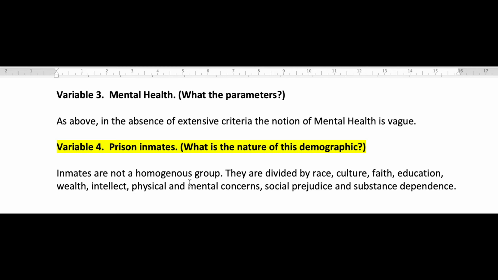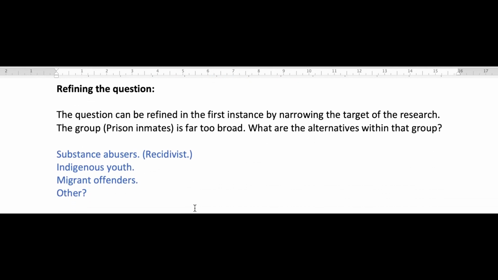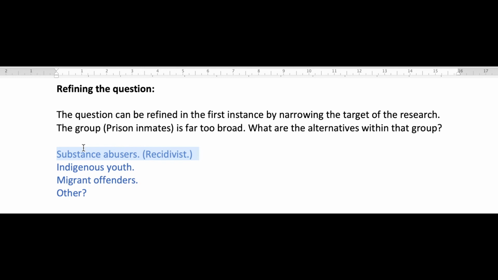So the question remains, how can we refine our research? Let's consider this. We can refine our question in the first instance by narrowing the target of the research. We could look at substance abusers in prison who are recidivists, meaning those that come back to prison after serving an initial sentence. We could look at Indigenous youth. We could look at migrant offenders.